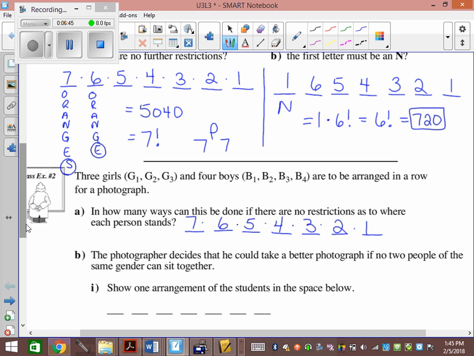Yes, she would. Okay, so we have 7 factorial, which is 5,040. Okay?